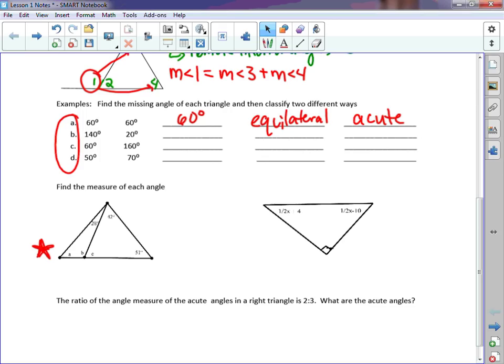Give you just a few more seconds to finish that up. All right, I want you to go ahead and compare what you got for those with your shoulder partners. See if you got the same thing. If you got different answers, talk about it. See what you guys did differently.